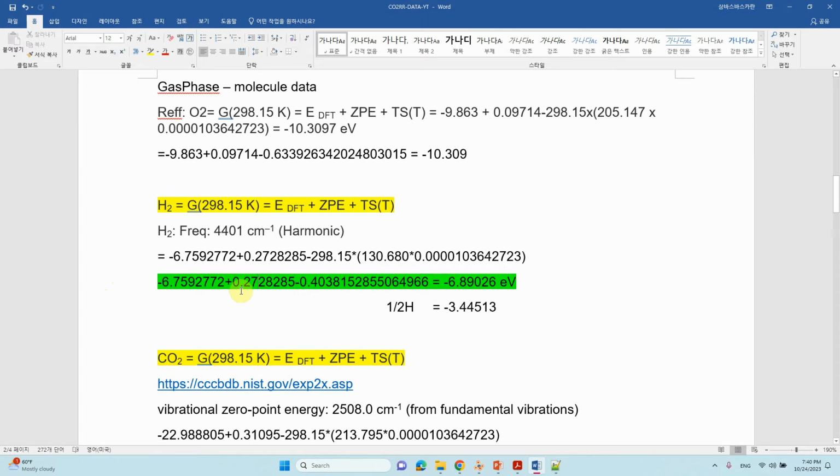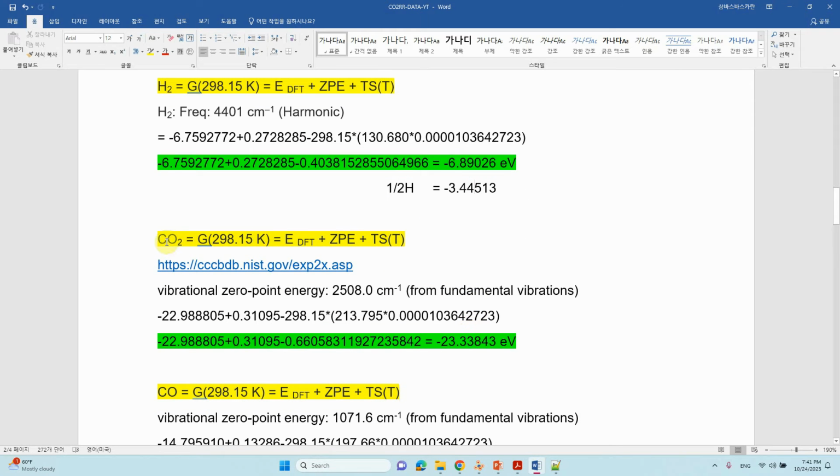So this is the zero point energy of the H2 molecule, and this is the entropy of the H2 molecule. Just substitute these values into your calculator, then you will get the final G value. This is 6.89026, the hydrogen energy value. This is actually half of the H2, I just divided by 2 and got this one.